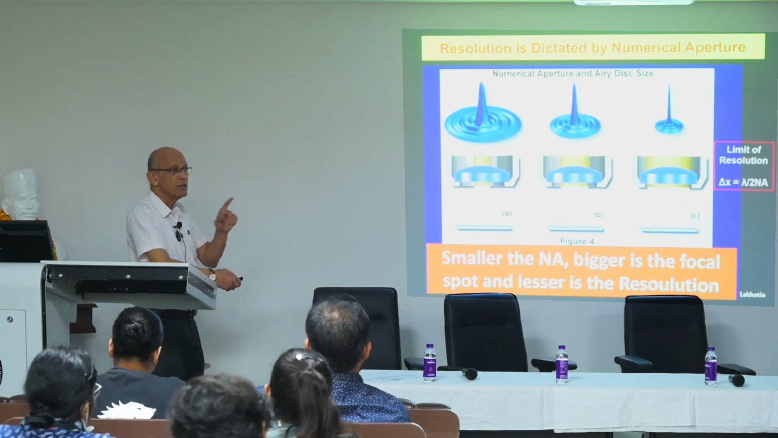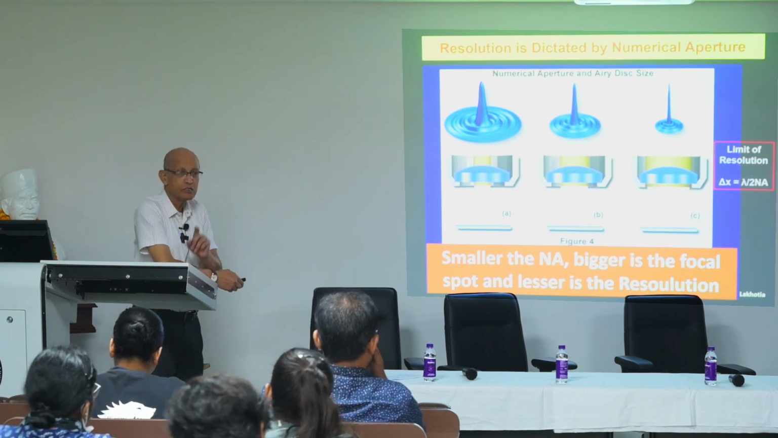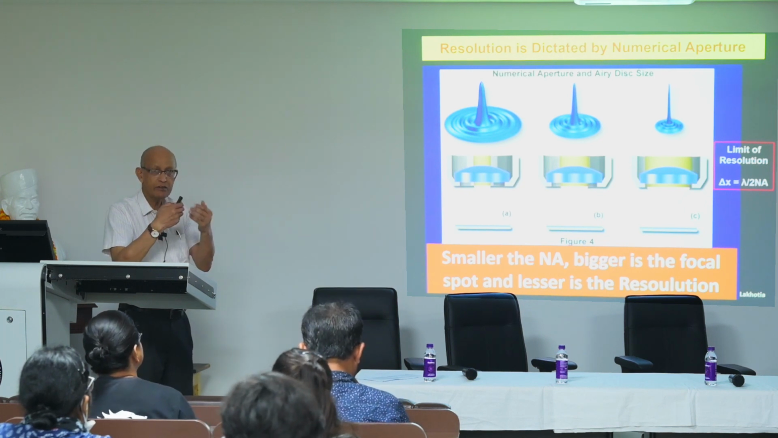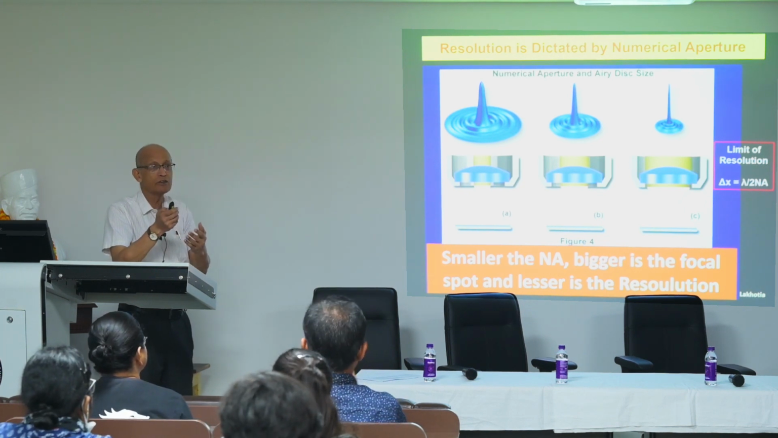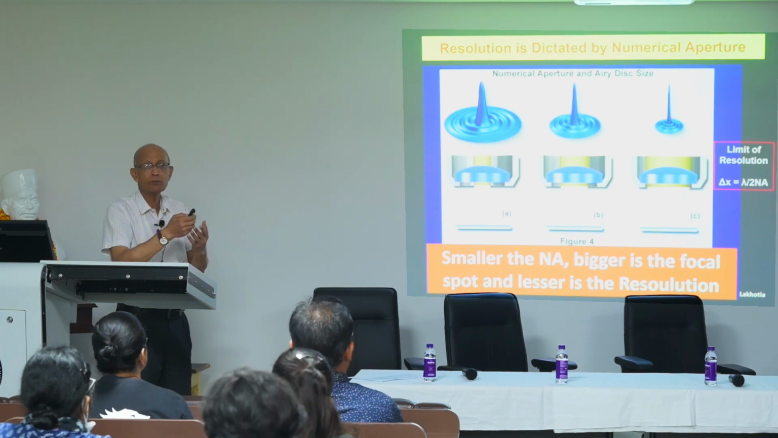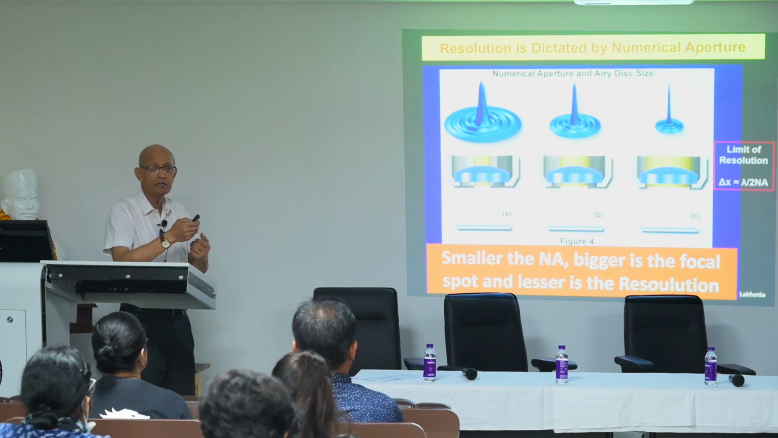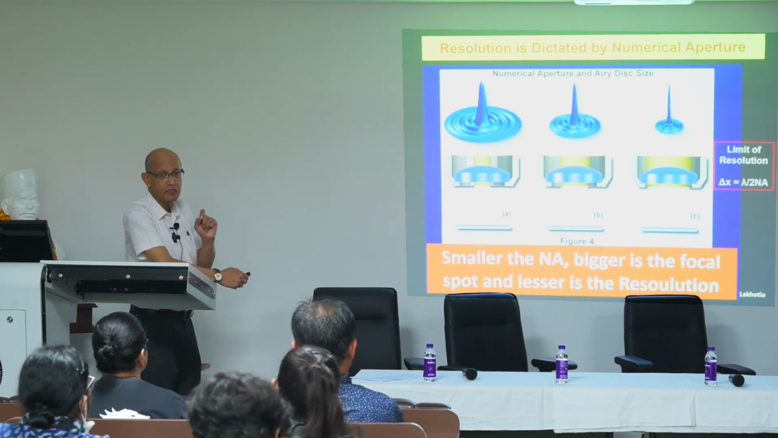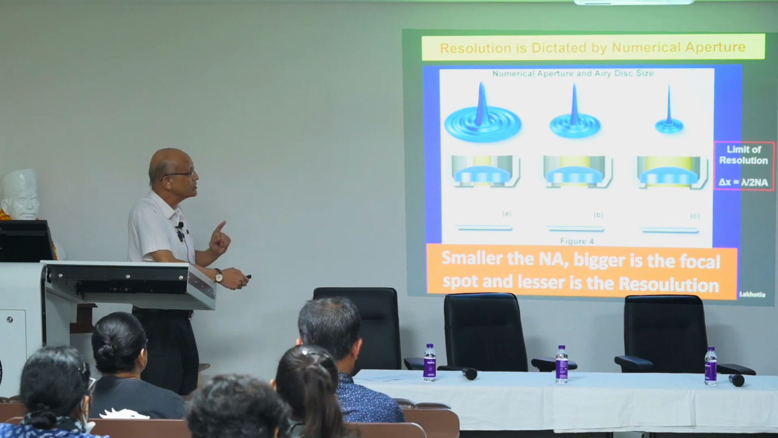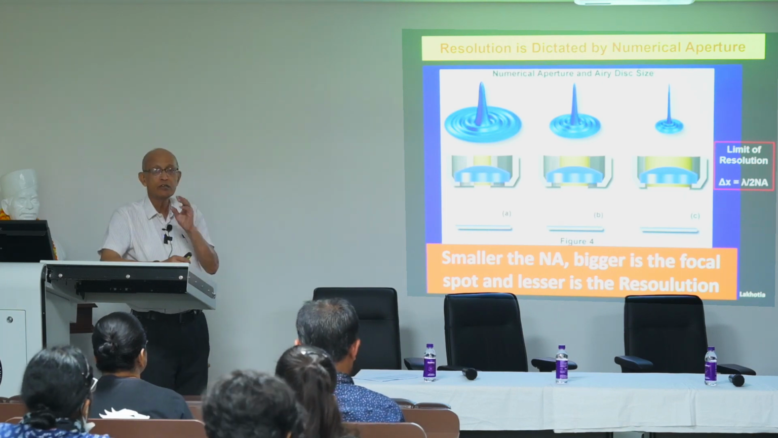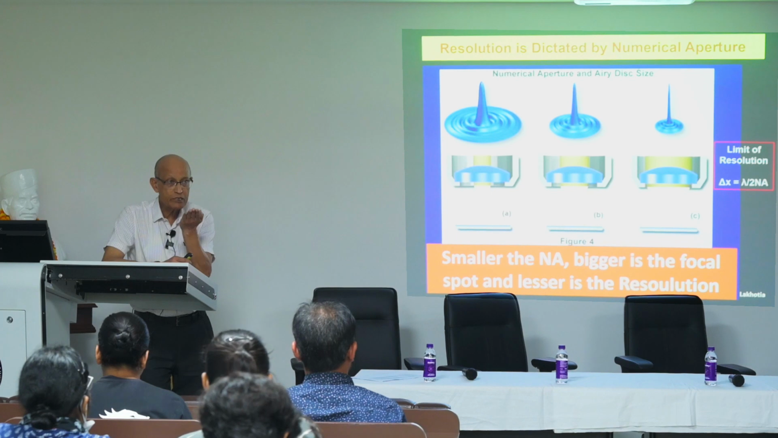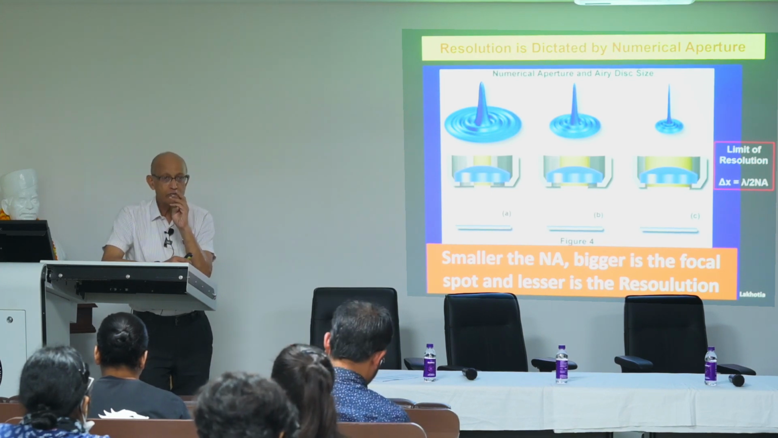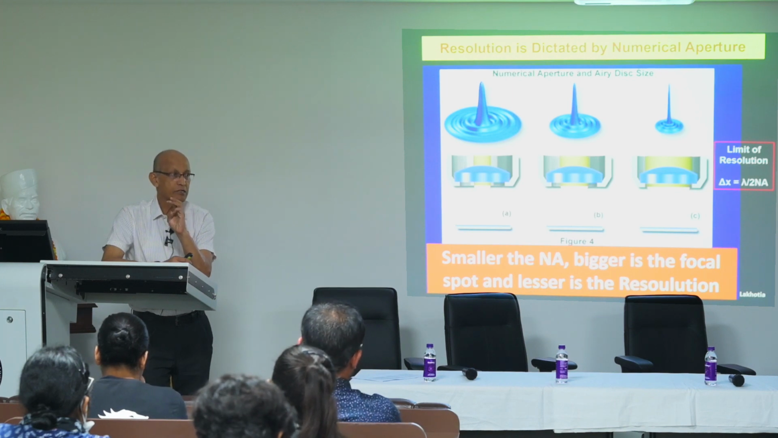This is where, with objectives, you see they are made of different classes and categories. They may have the same magnification but different numerical aperture, and accordingly the optical quality of the image they produce will vary. Therefore, one must understand what kind of objective we are using. Immersion objectives are those where we use a liquid between the objective lens and your object. They can be water immersion, glycerol immersion, or oil immersion.